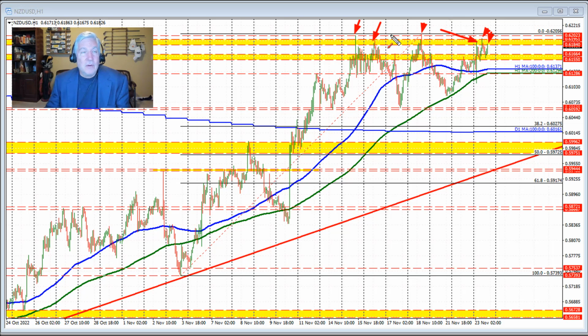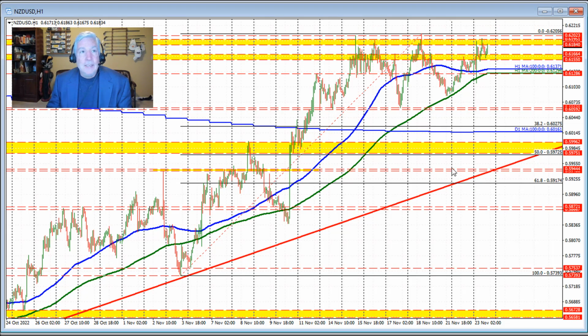So we're finding a number of different swing highs here between the 0.6184 level and the 0.62056 level. That was the high price that we saw in last week's trading after these different highs. So we need to get above all those levels in order to push the price further to the upside here in the New Zealand versus U.S. dollar.